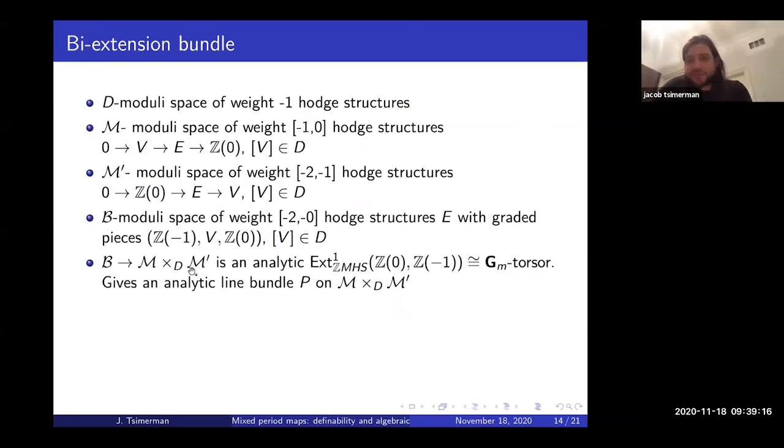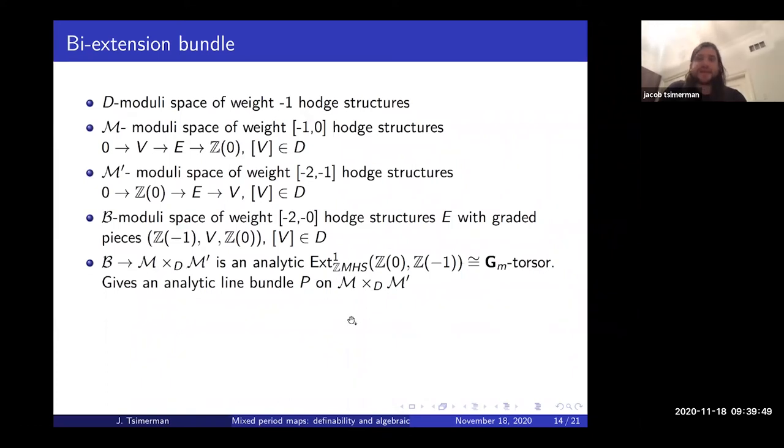And if you map down to D, this is just recording the negative one graded piece. So you have a map to this fiber product. And it turns out that this map is in fact an analytic Gm-torsor, where the Gm you can think of as extensions of Z(-1) by Z(0), or of Z(0) by Z(-1). And so this gives you some kind of analytic line bundle, which I'm going to call P, on this fiber product down here, M cross M prime over D.